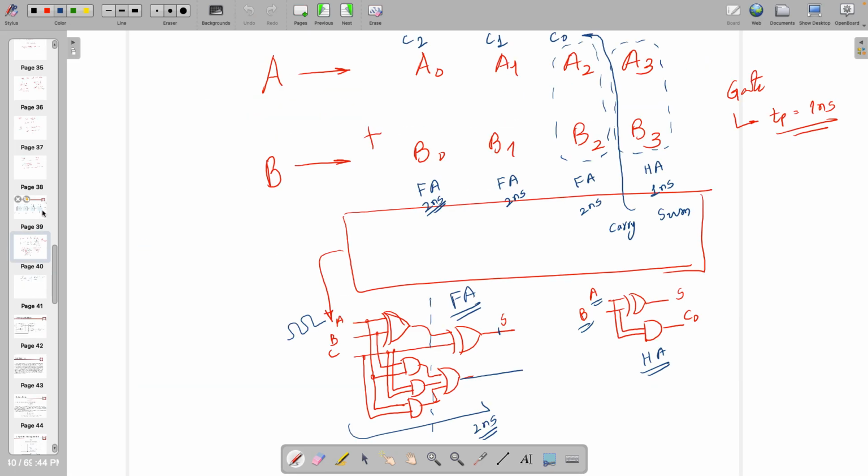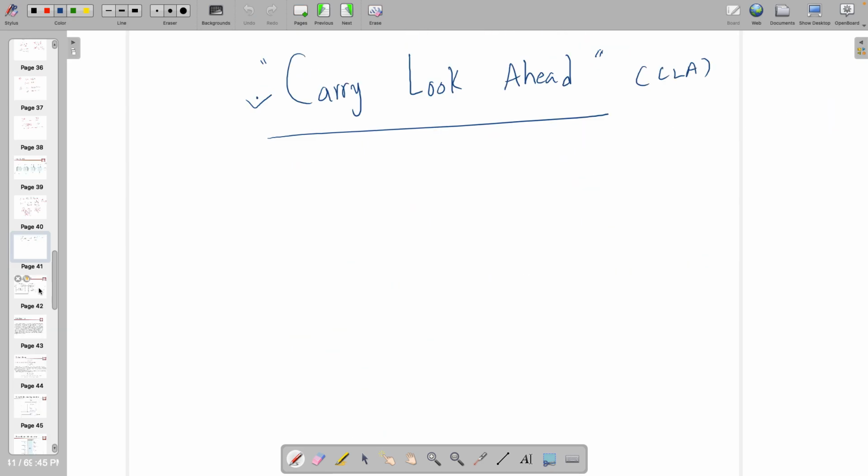To observe C0, C1 and C2, you have to wait for 1 nanosecond for C0, for C1 you have to wait 3 nanoseconds, and for C2 you have to wait 5 nanoseconds, right? It's available at different time instances. You want to have it at the beginning itself. So for that there is a technique called carry look ahead.